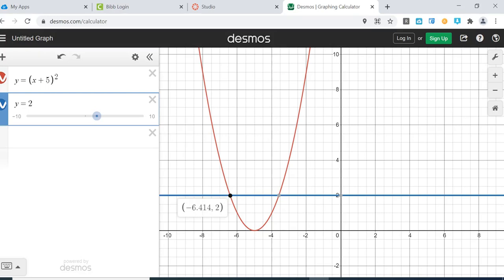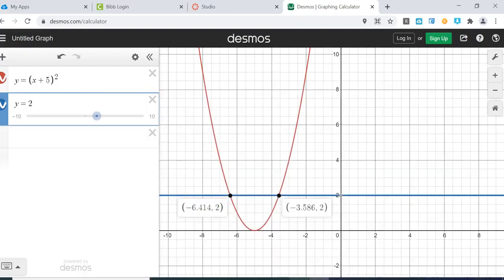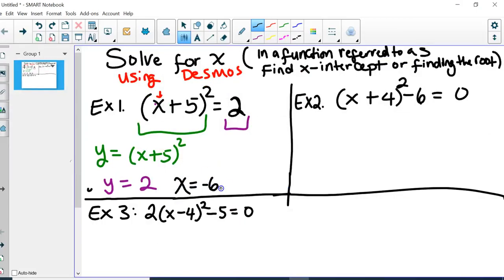So we have y = 2 as my blue line, and (x + 5)² is my little smiley face. So I have my solution. X has to be equal to negative 6.414 or negative 3.586. So I'm going to write down my solution. x = -6.414 and -3.586. And that's my final solution. And I'm done. It's very simple.